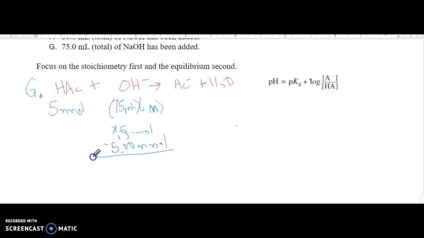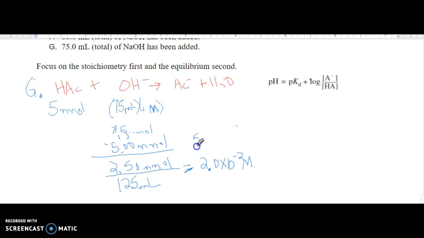Again, I apologize that this writing tool I'm using is not the most fabulous. So we have 2.5 millimoles in a total volume of 50 plus the HAc plus 75 for a total of 125 milliliters. So 2.5 divided by the 125 is going to give me a concentration of 2.0 times 10 to the negative second molar.